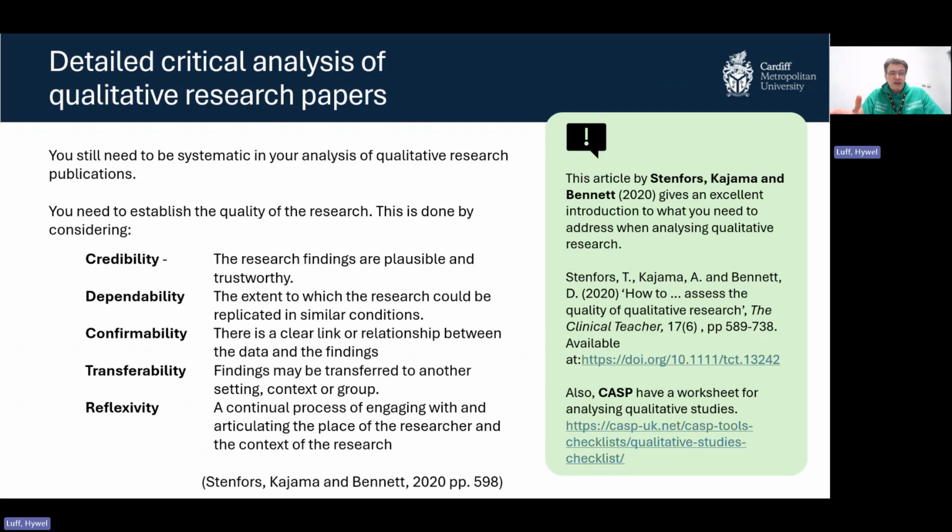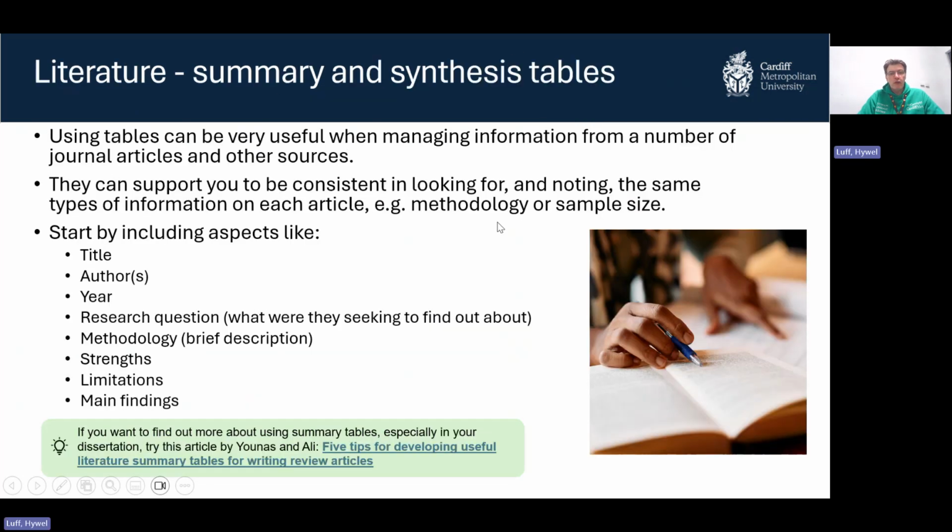Okay, these slides will be available after the workshop, so you can follow up with these articles here as well. The Stenfors article is particularly good. If you're looking at getting yourself set up with an approach to analysing articles, especially as you move towards your dissertation, perhaps it's a really good idea to read that article and think, okay, where am I at with this? What's my approach going to be? And using some of these tools as well. Okay. Fantastic.